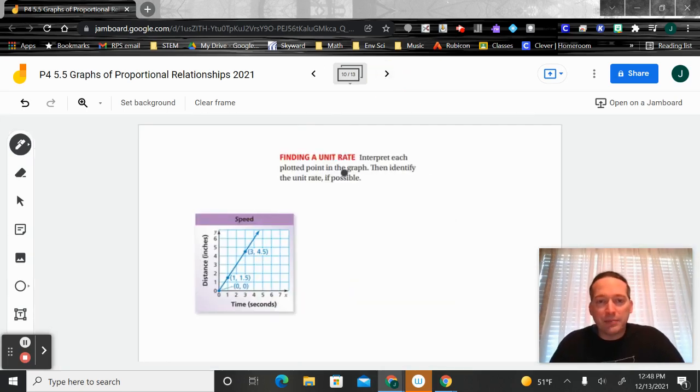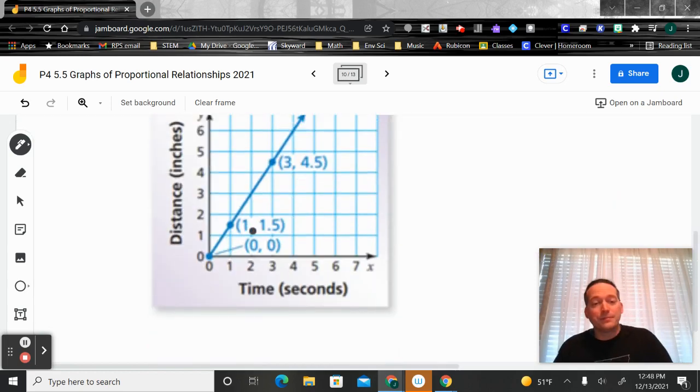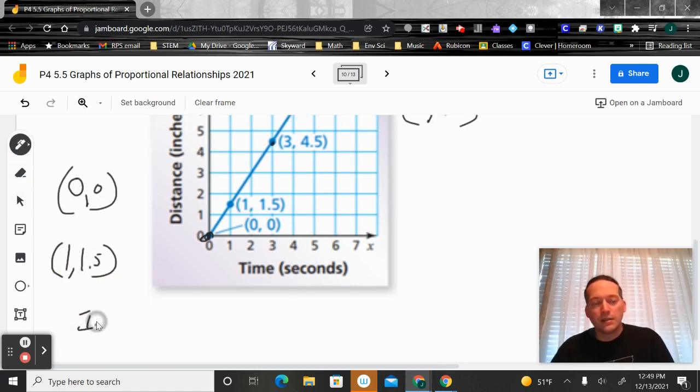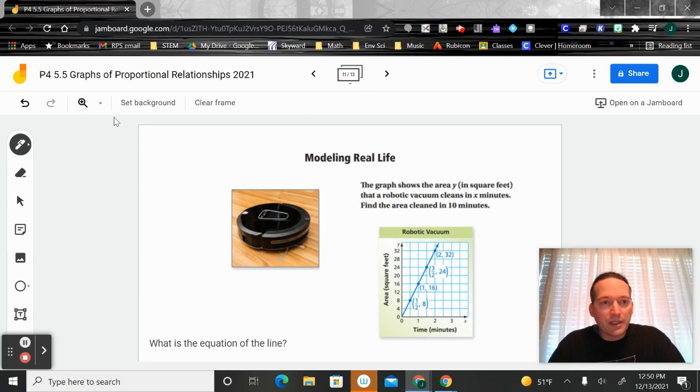Interpret each plotted point in the graph, then identify the unit rate if possible. Well, I sort of did that before on the last slide. Okay, so this means right here, 0, 0. I go 0 inches in 0 seconds. 1.5. Well, it means in 1 second, the distance traveled is 1.5 inches.